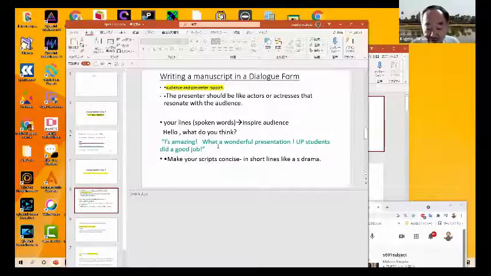For example, okay, not like this. I was amazed at the nice presentation conducted by RUPP students. It looks so nice. We can learn a lot from that presentation. No. This kind of writing style, essay style, is not so good.